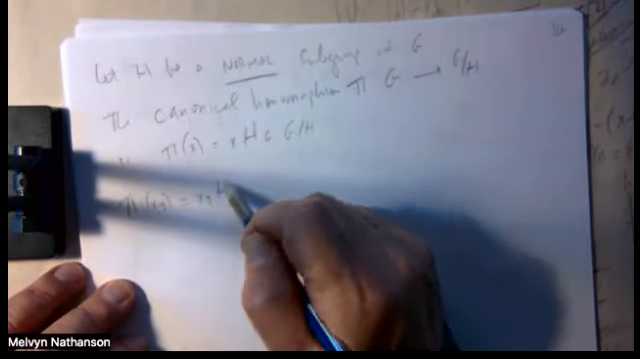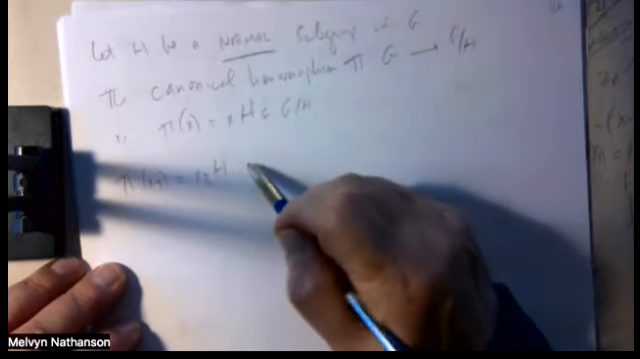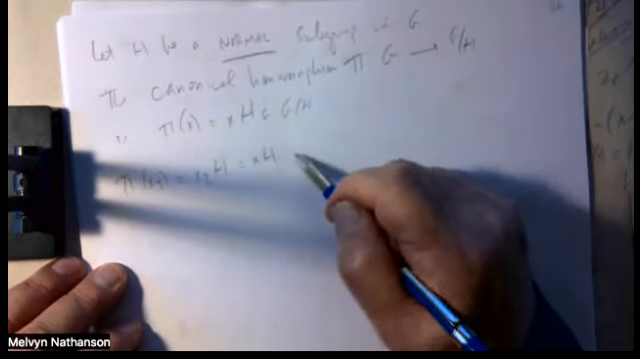And why is this a homomorphism? If I take pi of xy, that's the coset xyH, which is the coset xH times the coset yH. And xH is pi of x, and yH is pi of y. So pi of xy is pi of x times pi of y. And that's the proof. That is the so-called canonical homomorphism.